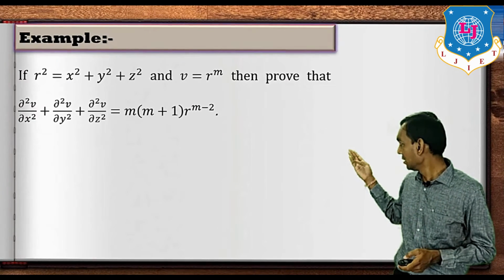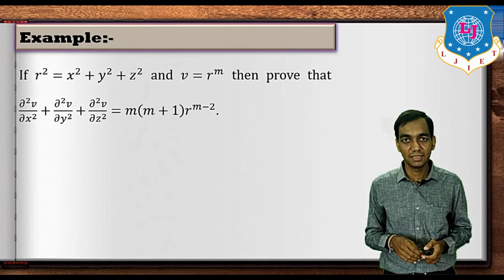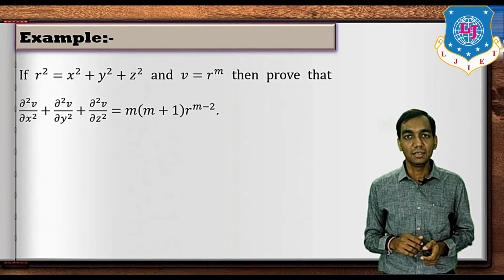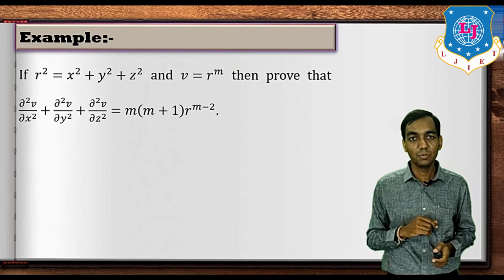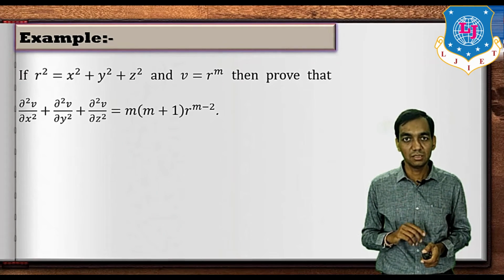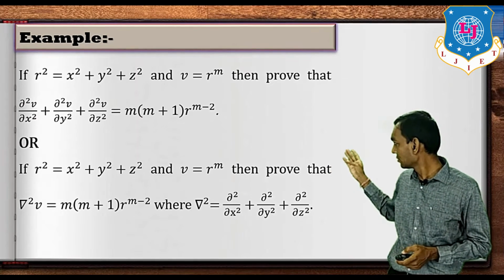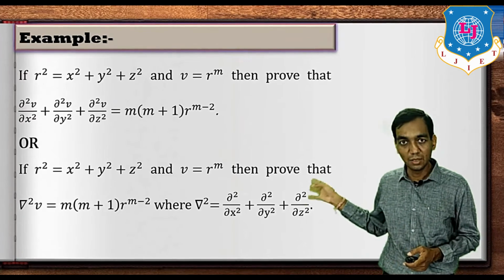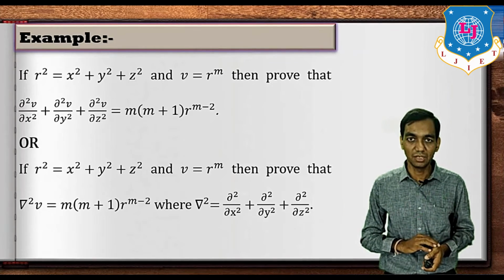In the same manner, another example we are going to take is: if r square is equal to x square plus y square plus z square and v is equal to r raised to m, then prove that del square v upon del x square plus del square v upon del y square plus del square v upon del z square is equal to m into (m minus 1) times r raised to m minus 2. Instead of this, it may be asked in the form: if r square is equal to x square plus y square plus z square and v is r raised to m, then prove that nabla square of v is equal to m into (m plus 1) times r raised to m minus 2.